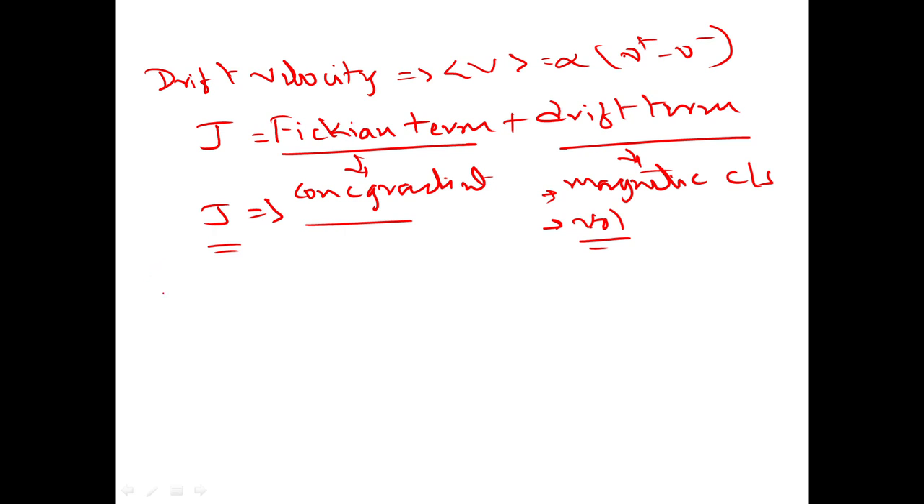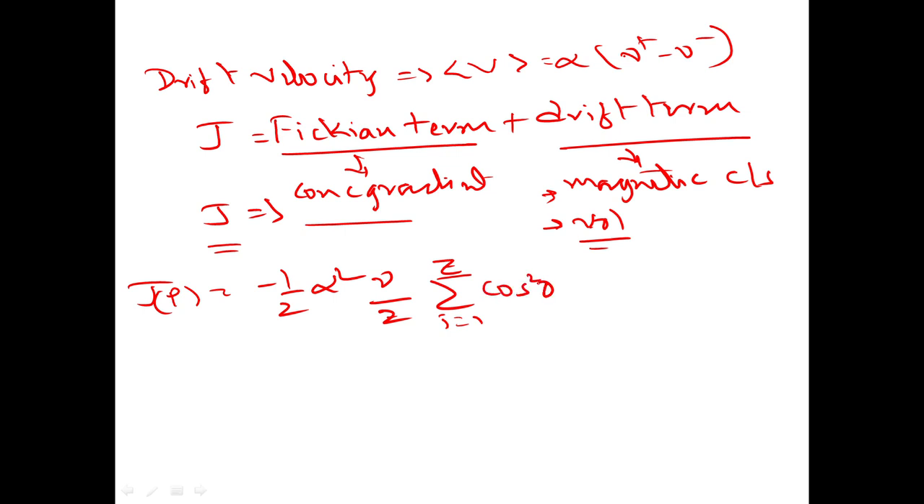One more kind of thing is being explained in this equation. Jp is equal to minus 1 by 2 alpha square gamma divided by z, summation of i equal to 1 to z, cos square theta i, dC by dx.